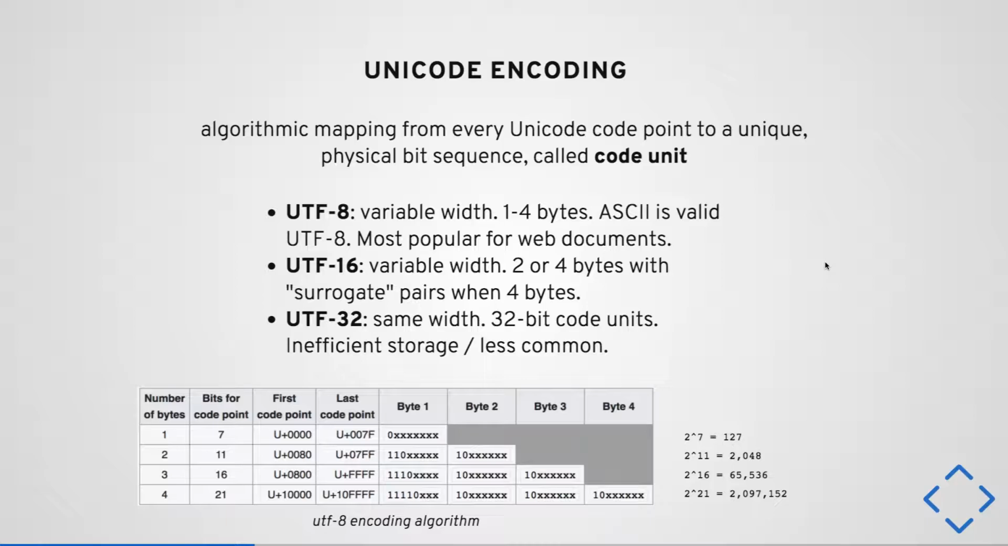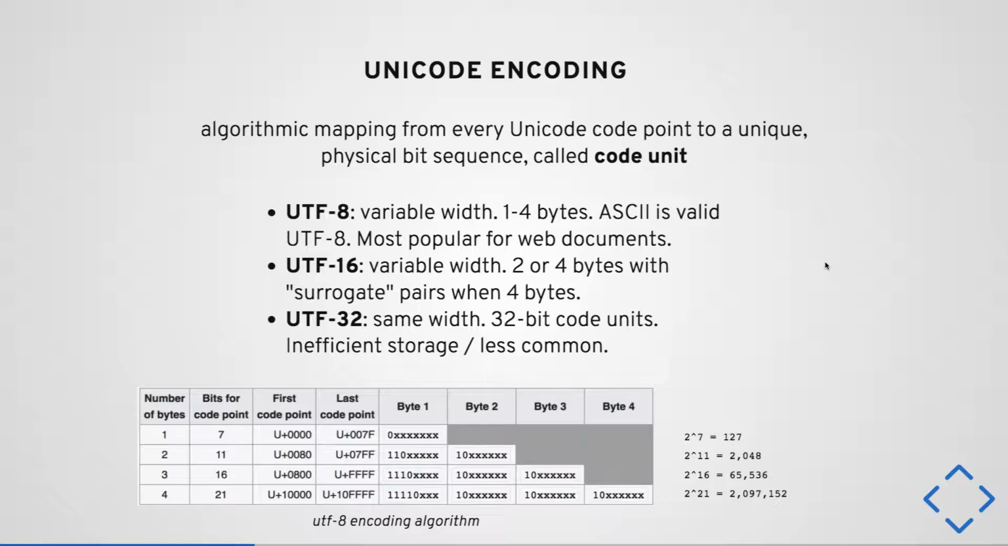So Unicode encoding is an algorithmic mapping from every Unicode code point, that number, to a unique physical bit sequence called a code unit. So there's some abstraction there that happens. These are standardized ones. There were a whole bunch of others at some point, and these evolved from other things. But essentially, you have UTF-8, UTF-16, UTF-32. We've probably all heard of these terms and have some level of understanding of them. Each of those is a different algorithm to represent that big, long, inefficient number by another number. That's basically what we're doing.